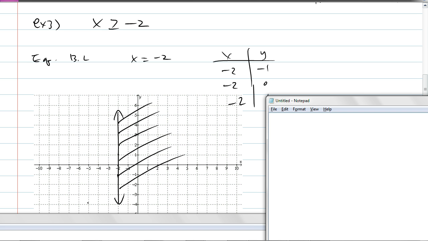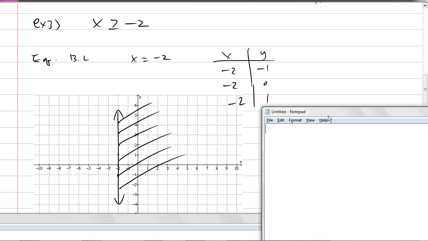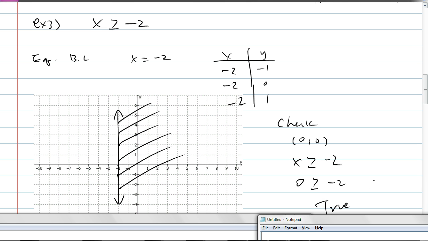Yeah, you can plug in 0, 0, but you don't have a place for y, so you just plug in 0 for x, and we expect it to be what? True or false? True. Does it come out to be true? Yeah, it comes out to be true. Is 0 greater than negative 2? Yes. Okay, any question?